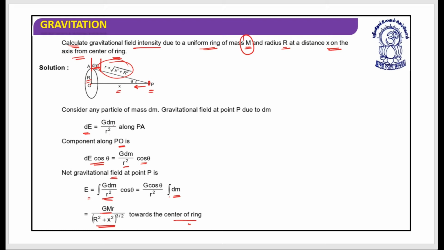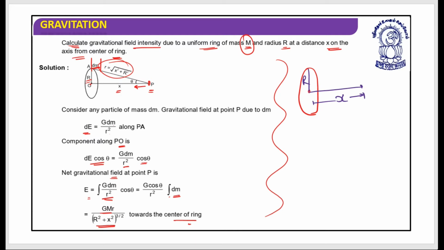So this is one of the derivations of the gravitational field. Now suppose I want to find the gravitational potential due to a ring on its axis. It looks like this. This is the ring, this is radius r, this is the distance x over which potential is required, and this is the point P.